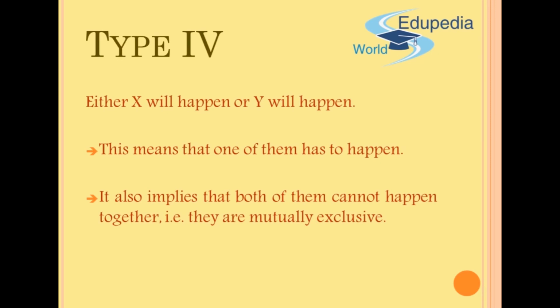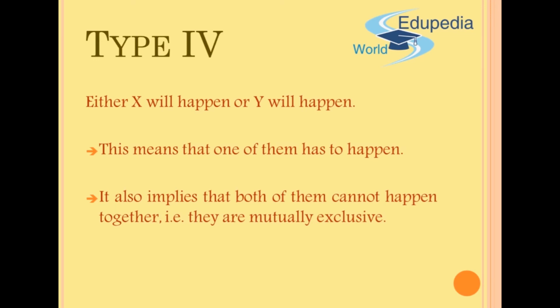A classical example of this is a coin toss. When you toss a coin, you will either get heads or you will get tails. It will never happen that the coin will come and stand in the center. That only happens in the movies. So either it will be heads or it will be tails.